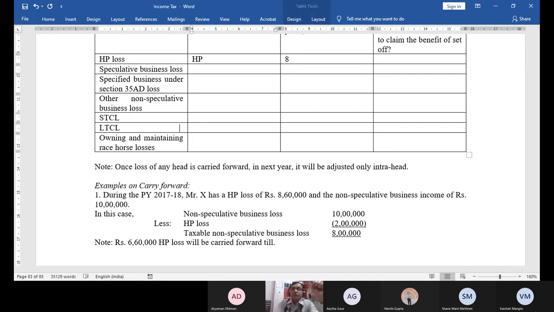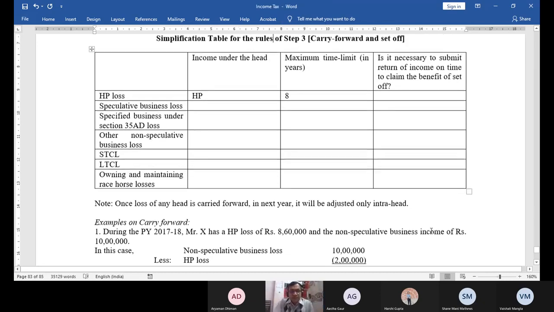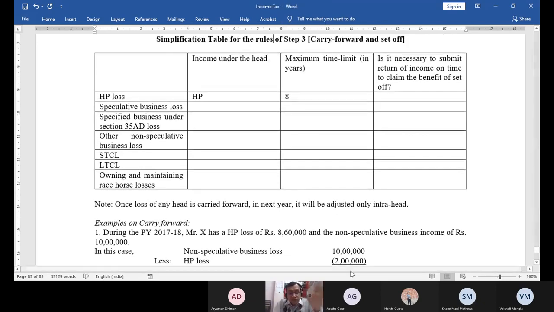8 years. Now these 8 are carry forward years. So the loss is in which year? 17-18. In this year it was the actual loss. This loss happened in this year, not before. So ignore 17-18 because that was the first year. My first carry forward year is 18-19. So 18-19, 19-20, 20-21, 21-22, 22-23, 23-24, 24-25, 25-26.